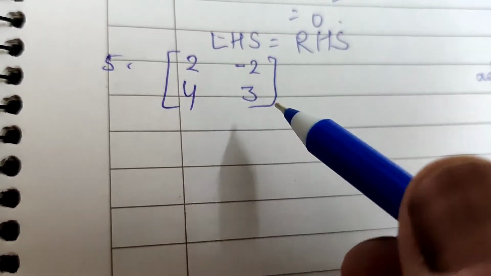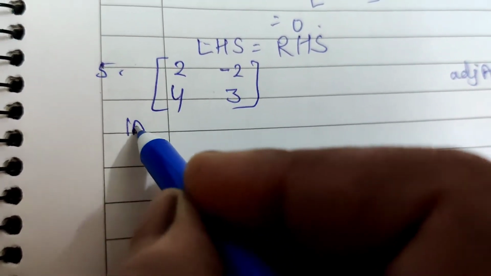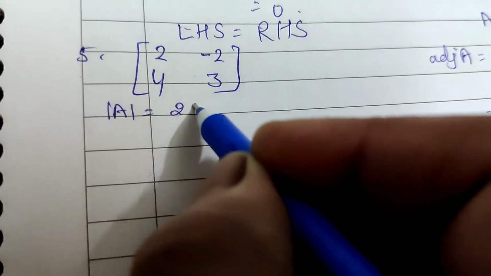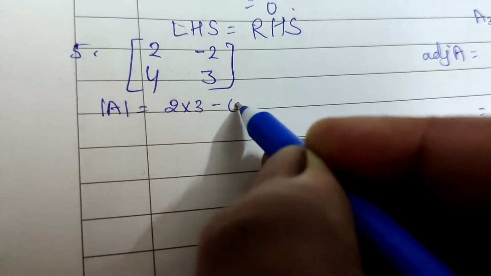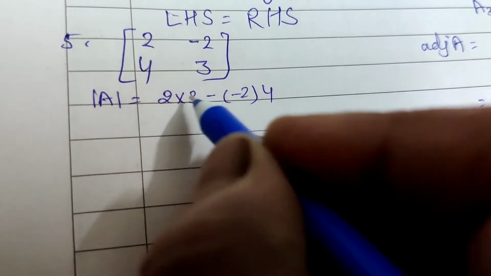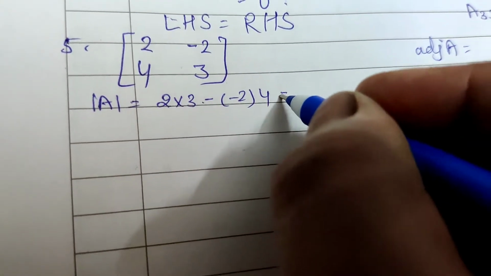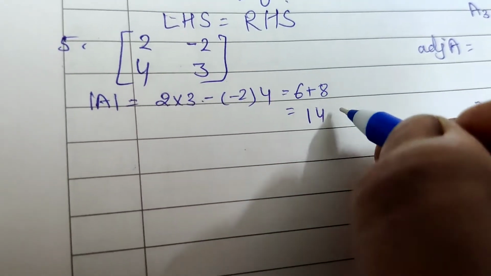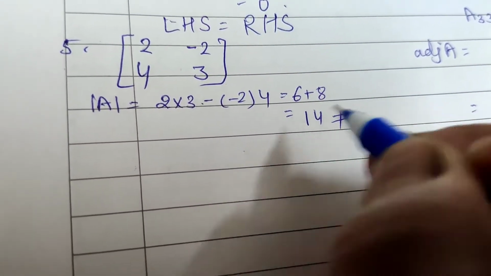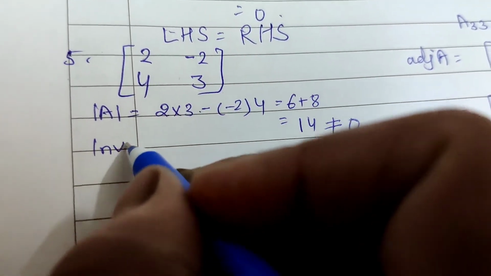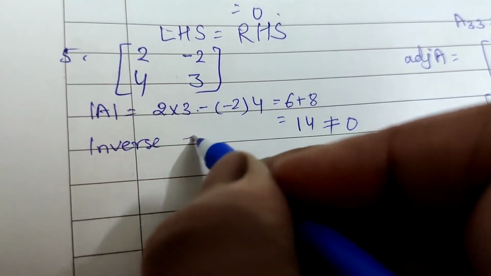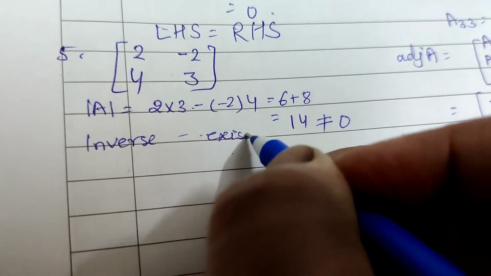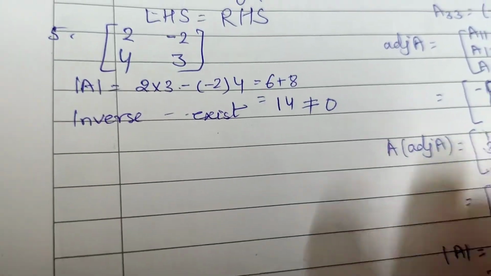This is the matrix. First we have to find the determinant value. It means 2 into 3 minus 2 into 4. 6 plus 8, it is 14. It means this is not equal to 0. It means inverse exists. Inverse of the matrix exists. Clear? Now find the adjoint.